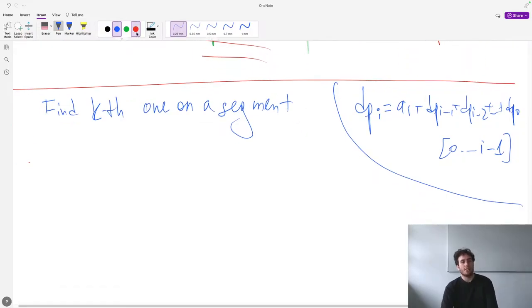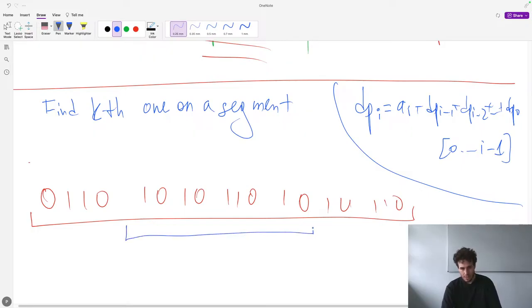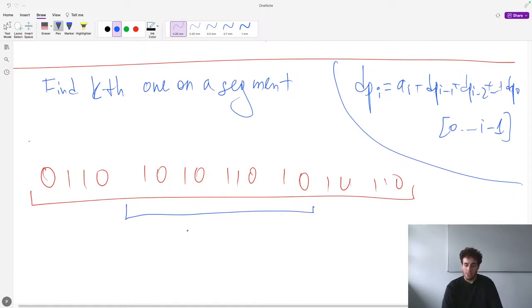So, find the kth one on a segment. What do I mean by that? You have an array. Your array consists of only 1s and 0s. You're given a segment, L to R, and I ask you, find me the position of the third 1 on the segment. In this case, this is the first one, this is the second one, and this is the third one. So I want this index. How do I do that?